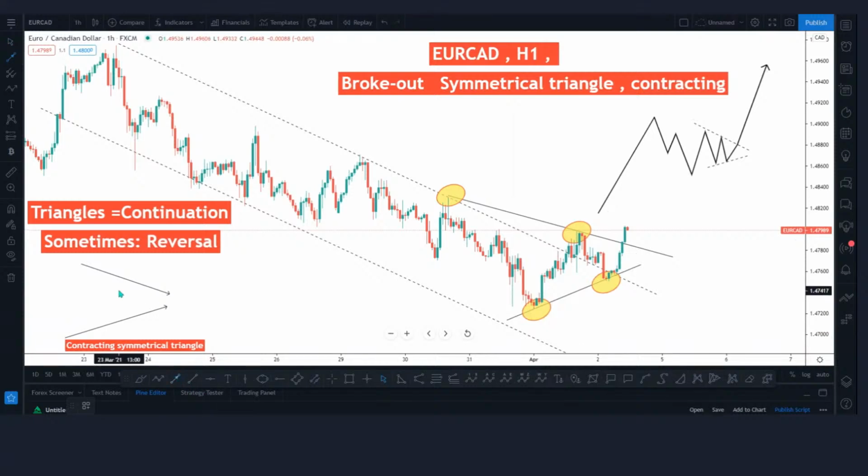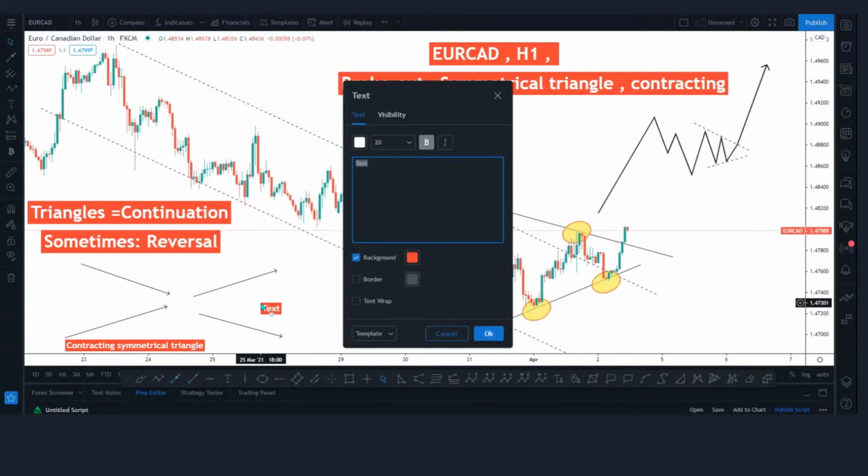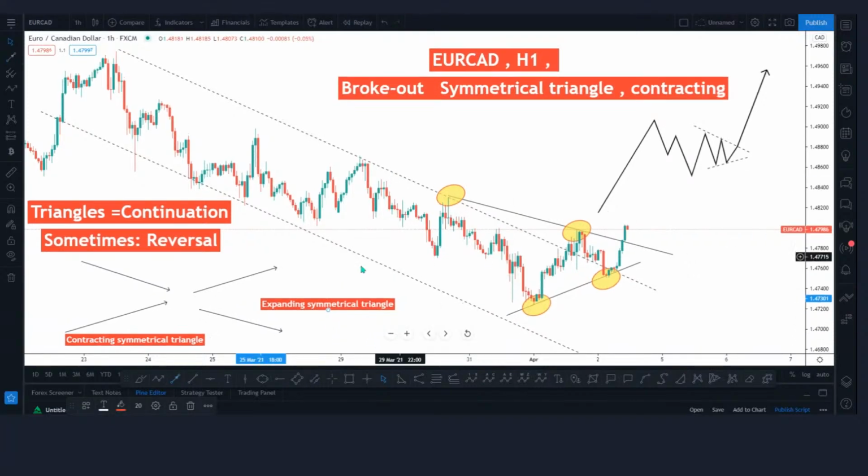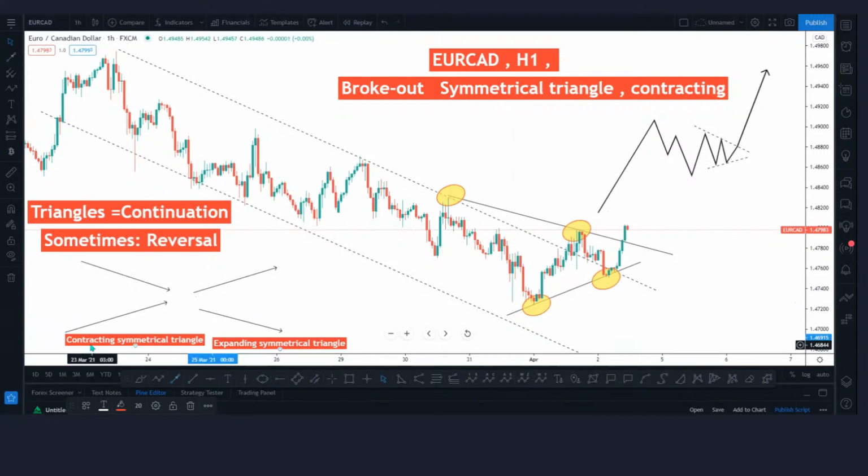If you have the opposite, it will be like this. Some call it an inverted symmetrical triangle. I like to call it an expanding symmetrical triangle. It depends on what you trade. In Elliott teachings you're going to find one name, in classic you're going to find another, but it's the same thing. You need to just understand the main story behind it. So that's a contracting symmetrical triangle, and that's an expanding symmetrical triangle.